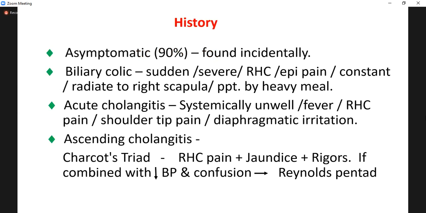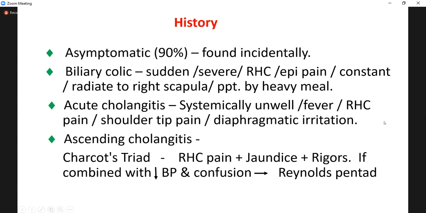You can find it out as a homework, right? So what's the history of a patient who will be coming to you when you are an intern in the emergency ward, or maybe you are working as a MO in a clinic.